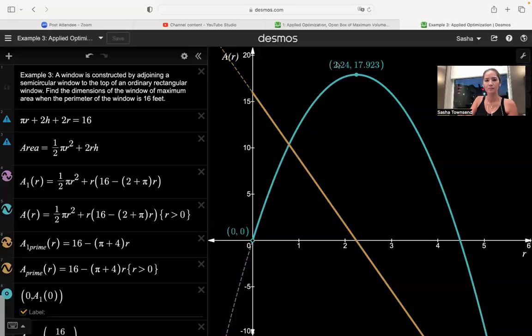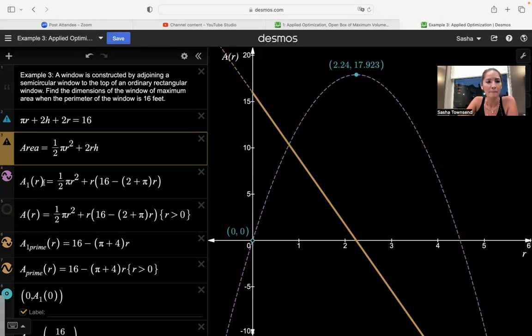Okay, so we had this constraint equation, we had this area function, and we needed to write it as a function of one variable only. So we solved for 2h and we replaced 2h with 16 minus pi r minus 2r. And that gave us an area as a function of r only. So that's this purple dotted line. But now we're not interested in the whole thing. We're only interested in that part where r is greater than 0. So this teal function is actually the function of interest because we're talking about a window, and that window has to have a radius of substance. So r has to be greater than 0.